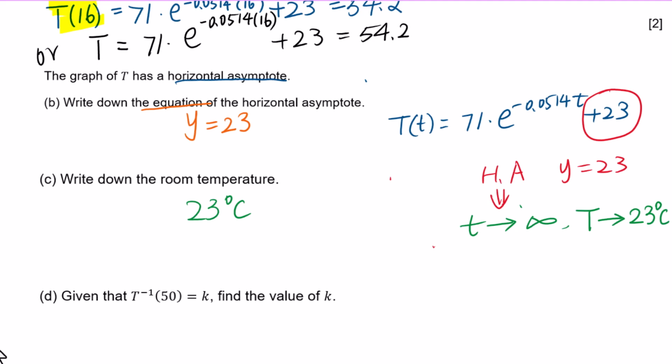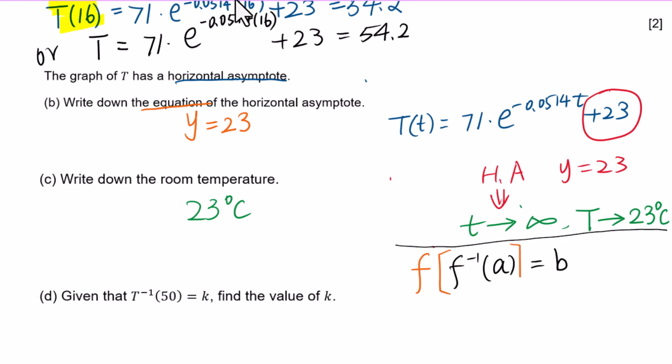Let's go to D. Given that inverse T of 50 equals K, find the value of K. Let's go back to the concept of inverse function. For inverse function of A equals B, we will try to get rid of this inverse function. We will take a function f for both sides. Then function f and the inverse of function f will be cancelled. We got A equals f of B.